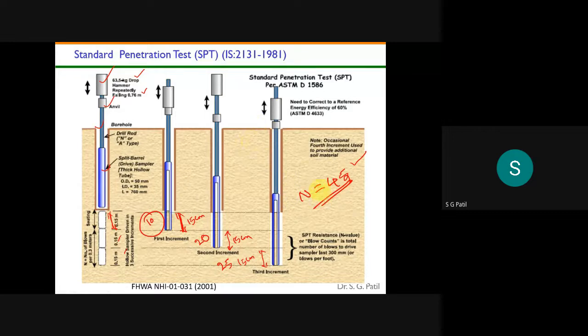Now this N value essentially tells how hard the soil is. If the N value is high, what does it mean? If the N value is higher, then the resistance is more. If the N value is low, you have a very loose soil. If the N value is very high, then you have a very hard soil. That conclusion you can draw by looking at the N value.